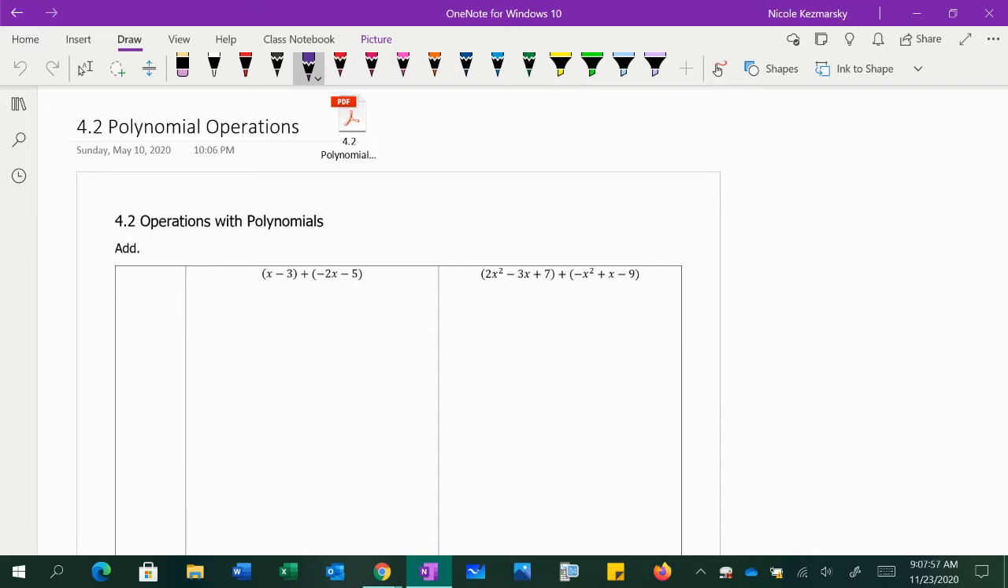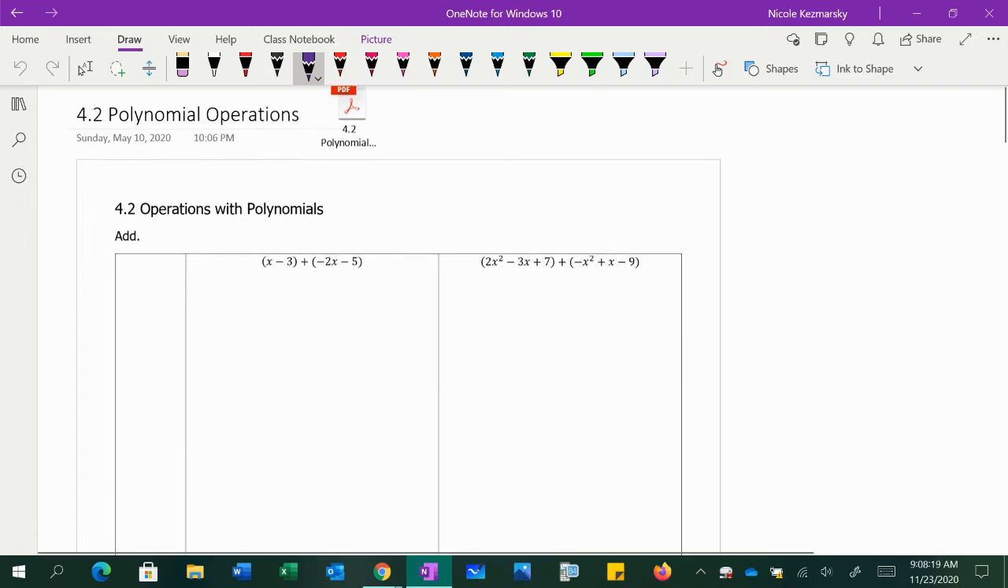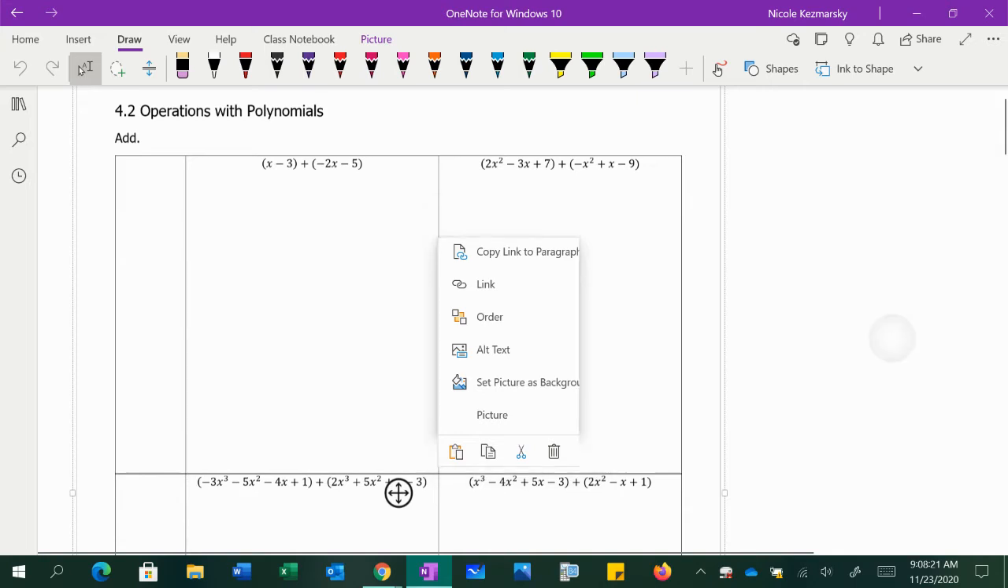When you add polynomial operations, you add your like terms, meaning if it has an x, you add it to the other terms that have an x. If it doesn't have an x, you add it to the other terms that don't have an x. If it has an x squared, you only add it to the other x squareds. So we can do this a couple of different ways, and I'll alternate the ways that I'm doing this. But for the first example, we'll do both.